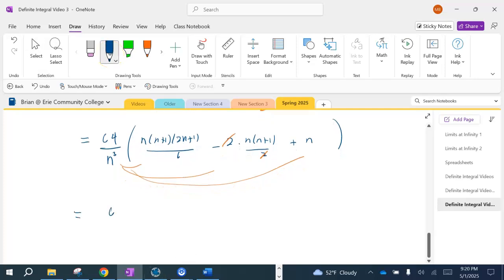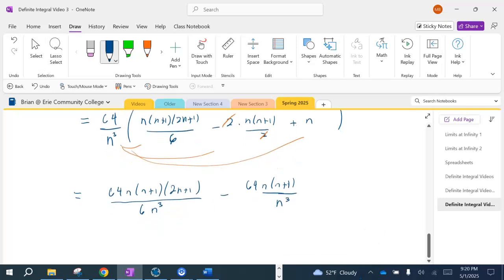That's going to give us 64 times (n plus 1) times (2n plus 1), all divided by 6, with the numerical factor of 6 in the denominator, in front of the n cubed, minus, then we're going to have 64 times (n plus 1), all divided by n to the third power. And then the last term is going to be 64n divided by n to the third power.